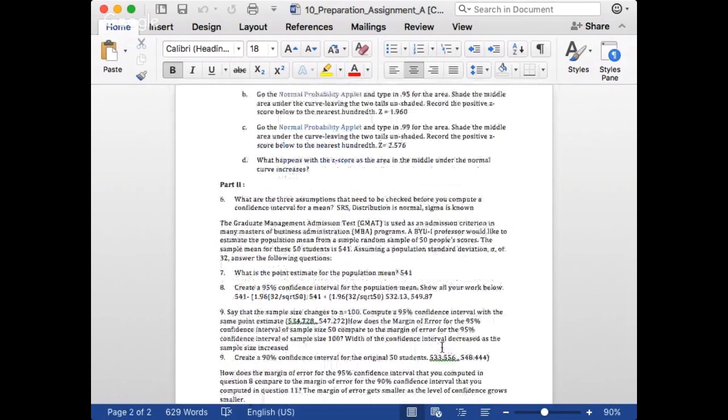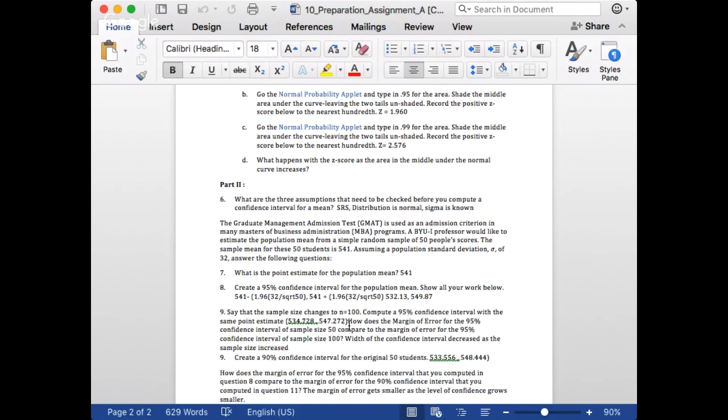Say that the sample size changes to n equals 100. Compute a 95% interval with the same point estimate. I put it right here. How does the margin of error for the 95% confidence interval with a sample of 50 compare to the margin of error with a sample of 100? My page kind of gets skewed when I start any answers. We get the same numbers. 534.728, 54. Yeah, my page got skewed. Sorry.